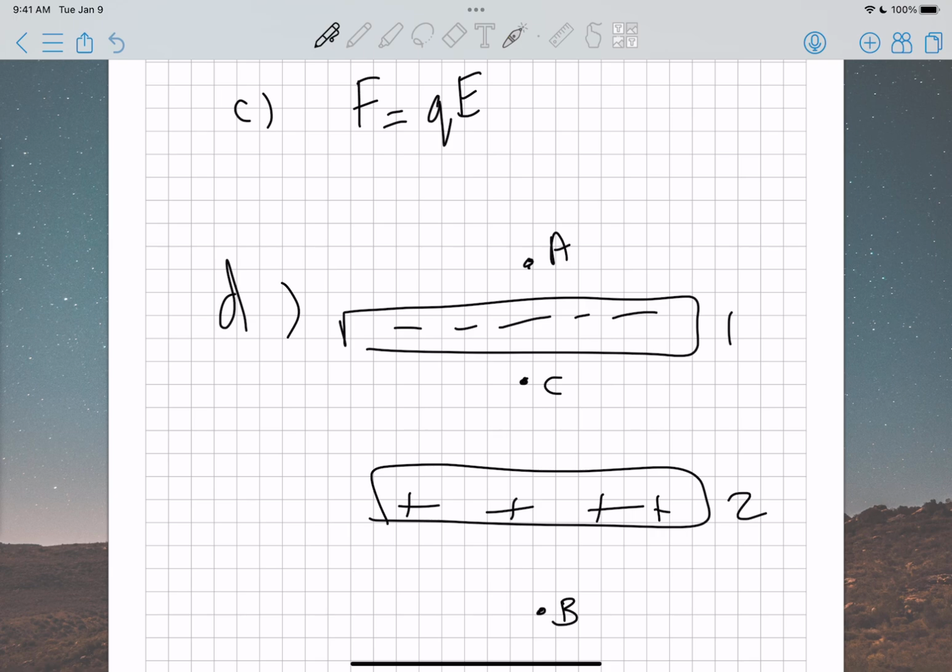How would the electric field for... Yeah, go ahead. I said, how would the electric field lines point at point A for sheet charge 1 and sheet charge 2? Exactly. So 1 is down and up for 2. Excellent. How about for C? Right, so 1 and 2 are both upwards. Excellent. How about B?